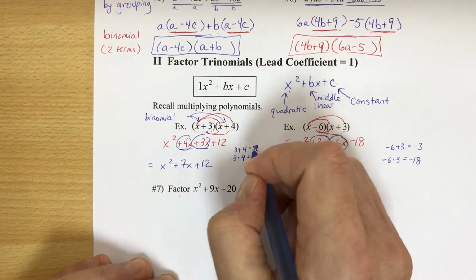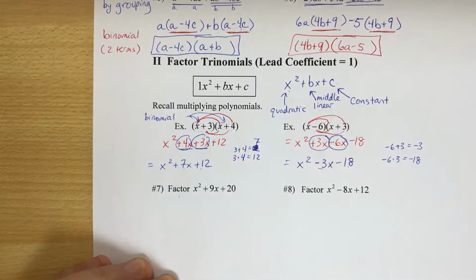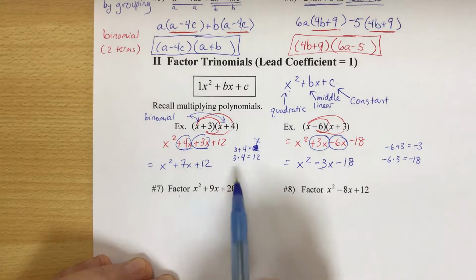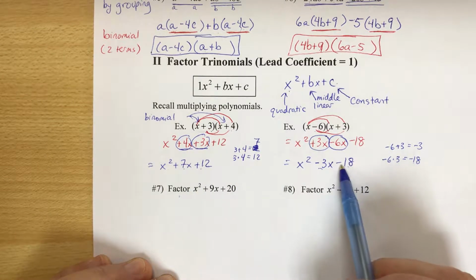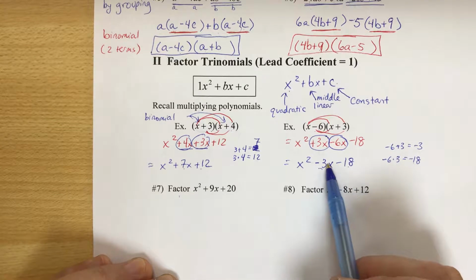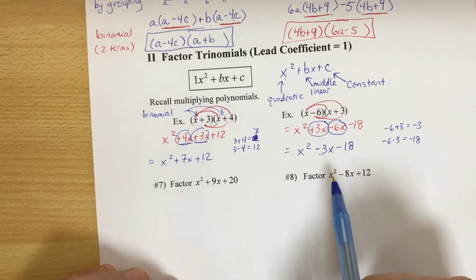3 plus 4 is 7, not 12. If we add them, we get the middle term. If we multiply, we get the constant. If we add them, we get the middle coefficient, the middle number.